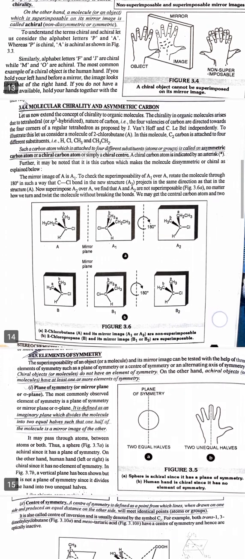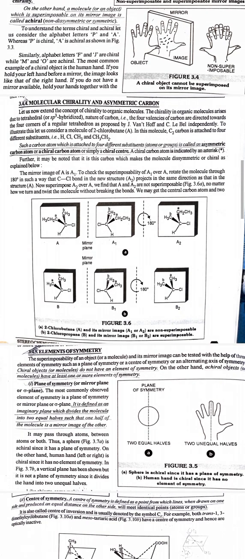Molecular chirality and asymmetrical carbon. A carbon atom which is attached to four different substituents is called an asymmetric carbon atom or chiral carbon atom, or simply a chiral center. A chiral carbon atom is indicated by an asterisk. Further, it can be noted that it is the carbon which makes the molecule dissymmetric or chiral, as explained below.